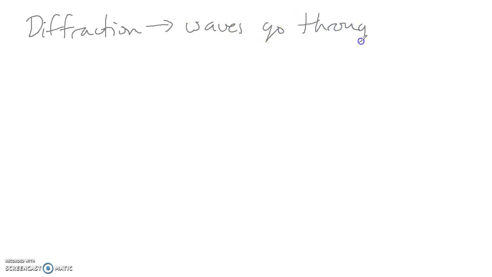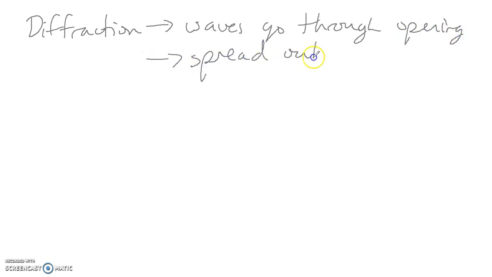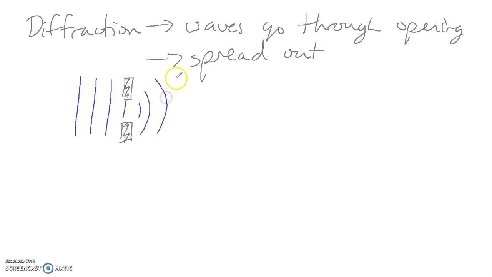So this is what we're talking about. We're looking at what's called diffraction. Diffraction is when waves go through some kind of opening, and when they go through an opening, they will spread out. That's what waves do. So, for example, let's sketch what we had over there. We've got a little barrier, and we had our waves coming in. So there are our waves, and they come through here, and they will start to spread out. Okay, and that's what diffraction is.